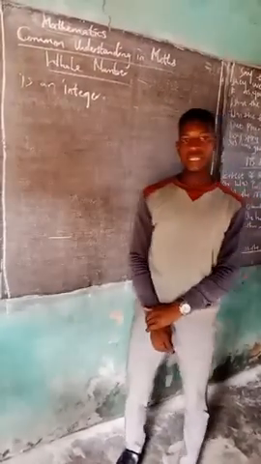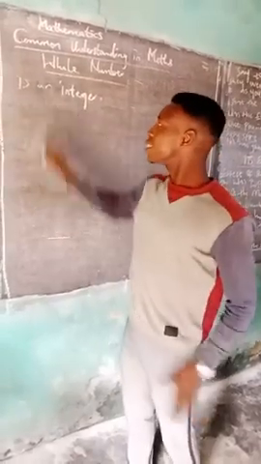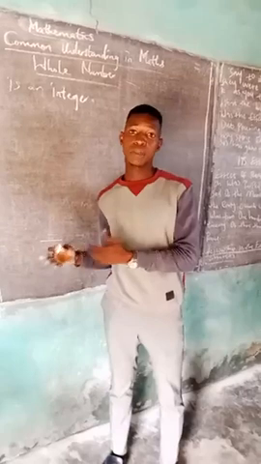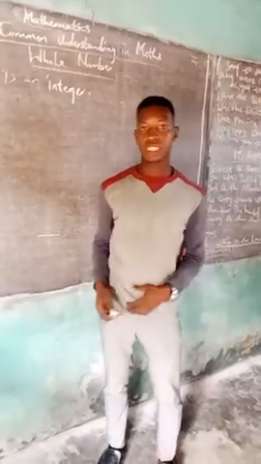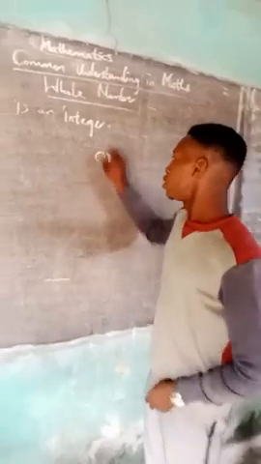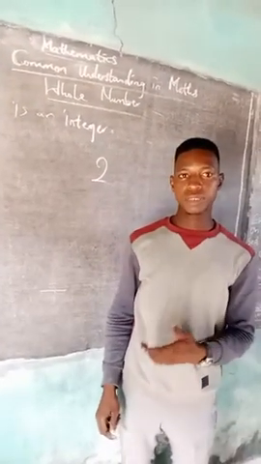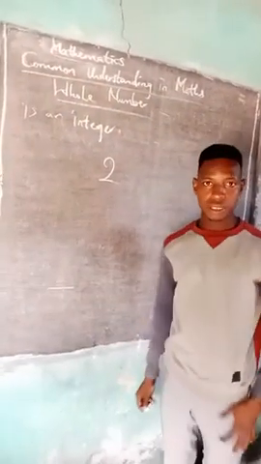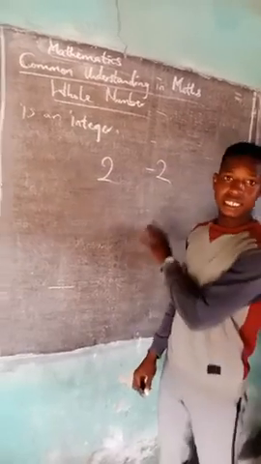Now, the question is, what is an integer? An integer is a number which can possess a positive or a negative sign. For example, let me say 2 is a positive integer. Why did I call it a positive integer? Because it does not have any negative sign before it. But if we have something like -2, it is a negative integer.